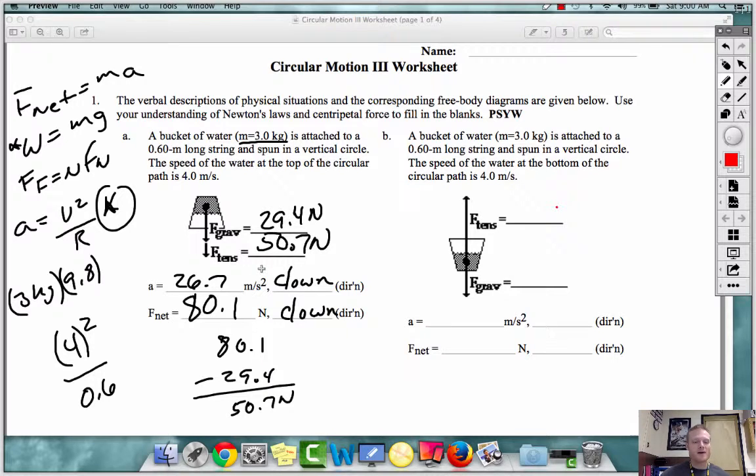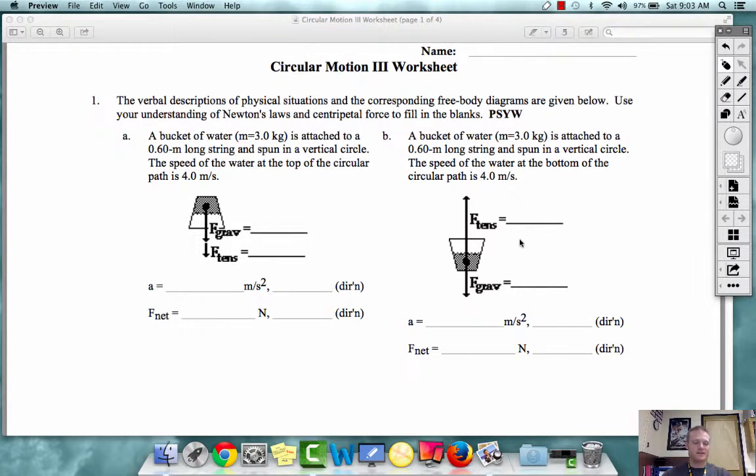Just be careful. You don't always take the net force minus gravity. Like in this case, right here, gravity is in the opposite direction of the net force. So F tension has to overcome the gravitational force. So F tension is actually going to be bigger than F net. And as you solve the problem, hopefully you'll see that, and that'll make more sense than what I'm saying right now. But that's how you're going to be doing some of these.